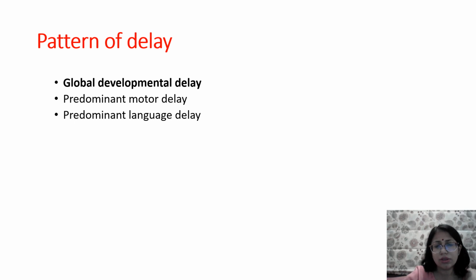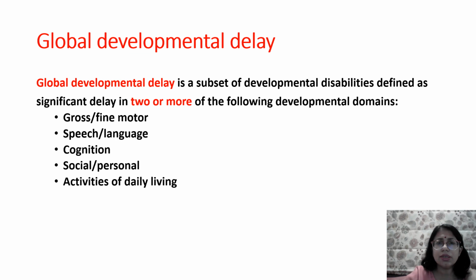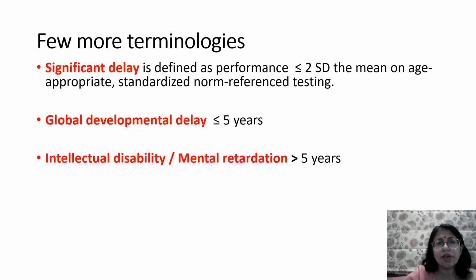So first is the very pertinent global developmental delay. What do we understand by this terminology, global developmental delay? So actually it is a subset of developmental disabilities defined as significant delay in two or more of the following developmental domains: gross or fine motor, speech and language, cognition, social personal, and activities of daily living. Significant delay is defined as performance which is less than 2 times the standard deviation.